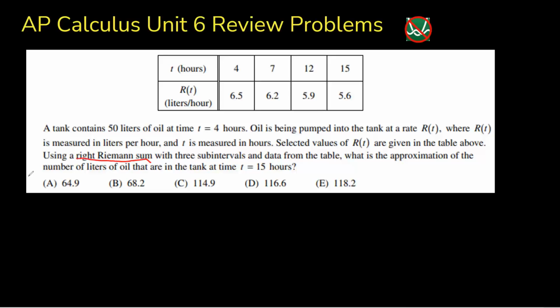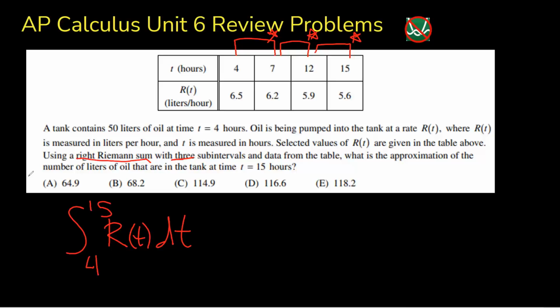I'm going to do a right-Riemann sum with 3 subintervals. So if we do a right-Riemann sum, the first subinterval goes from 4 to 7, and we're going to use the right endpoint. The next subinterval goes from 7 to 12. Use the right endpoint. The next subinterval, 12 to 15. Use the right endpoint. What we're actually evaluating is the integral from 4 to 15. That's going to give us the change in the number of liters of oil. But we have to keep in mind that the tank already had 50 liters in there, so we have to add the 50.